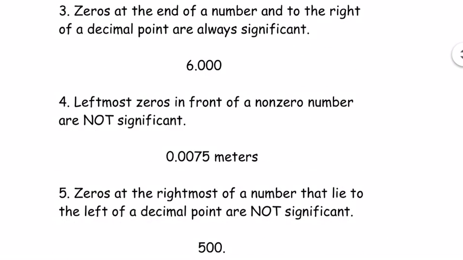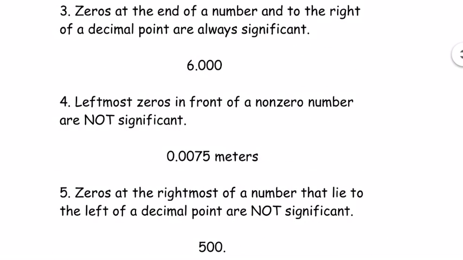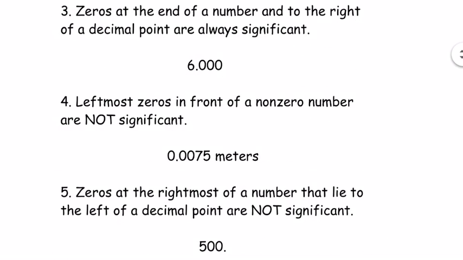The fourth rule states that leftmost zeros in front of a non-zero number are not significant. For example, in the number that I gave, 0.0075, there are only 2 significant figures, and that is the 7 and the 5.